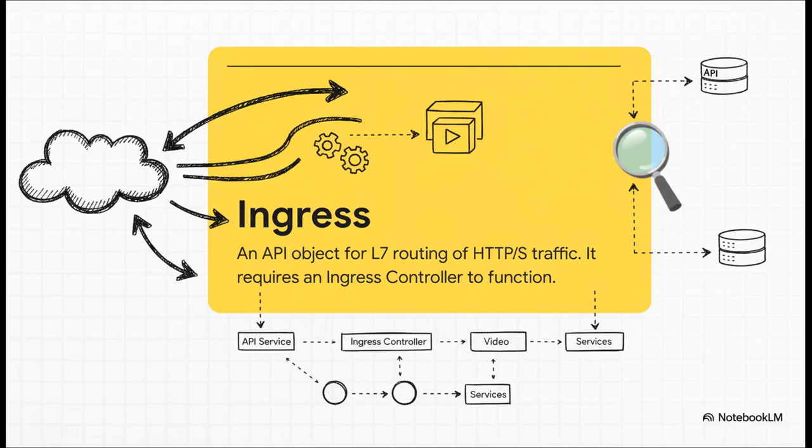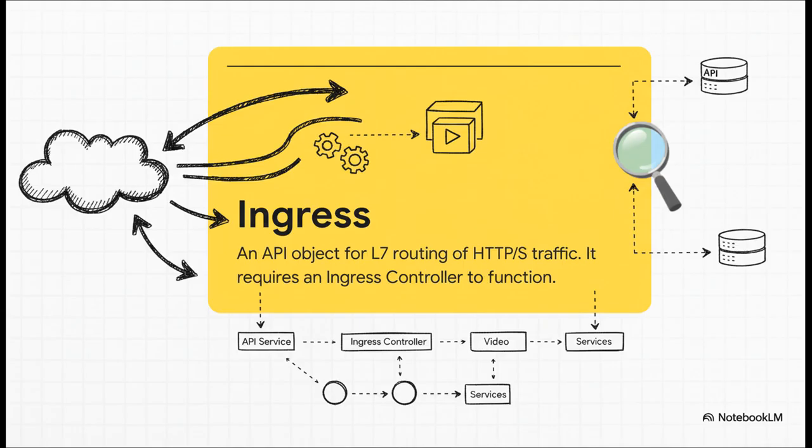So what is an Ingress? At its core, it's basically a set of routing rules just for your web traffic. It operates at layer 7, which means it understands things like HTTP requests. So you can create rules that say things like, if a request comes in for api.example.com, send it to the API service. Or if the URL path is /video, then send it over to the video processing service.